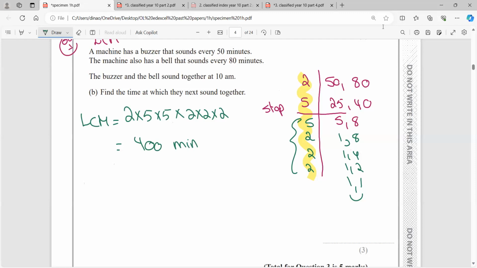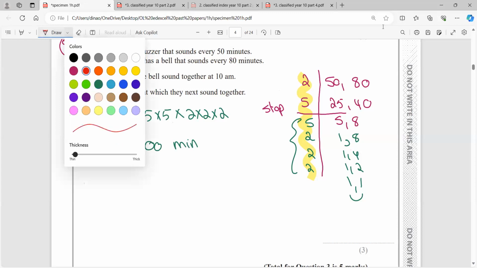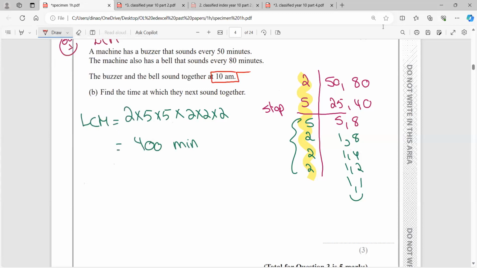The question here says they will start together at 10 a.m. When will they meet again? They will meet again after 400 minutes. So how many hours is 400 minutes? To change minutes to hours, of course, you divide by 60. And then you will get this answer on the calculator, which is 20 over 3.